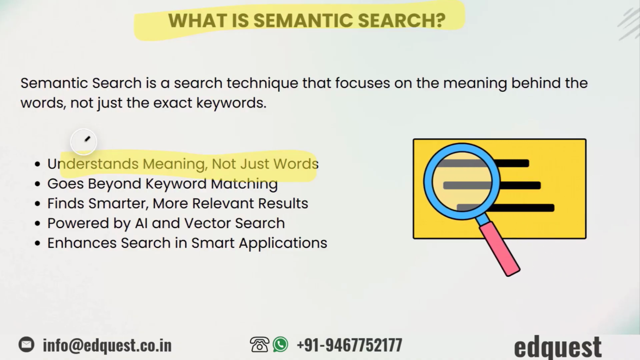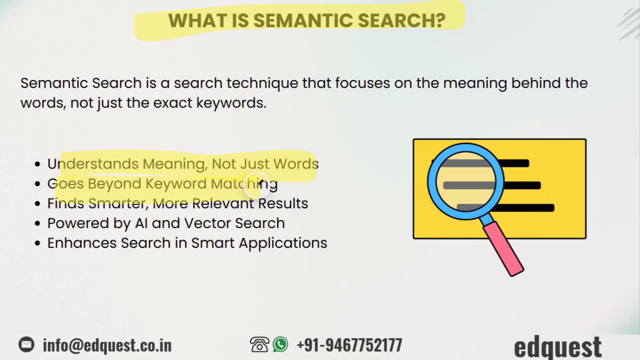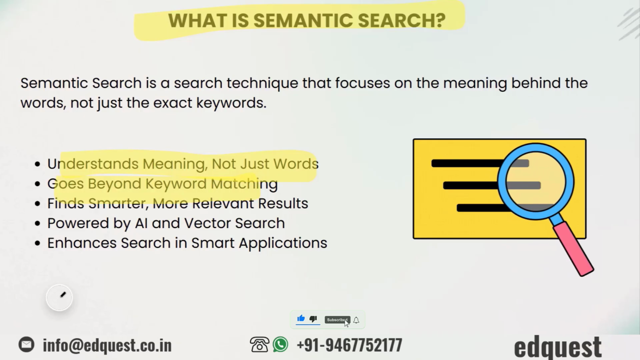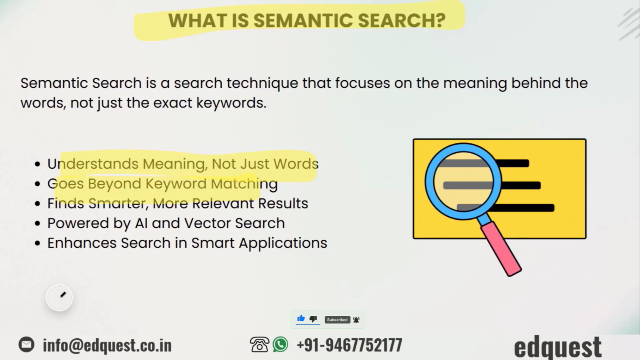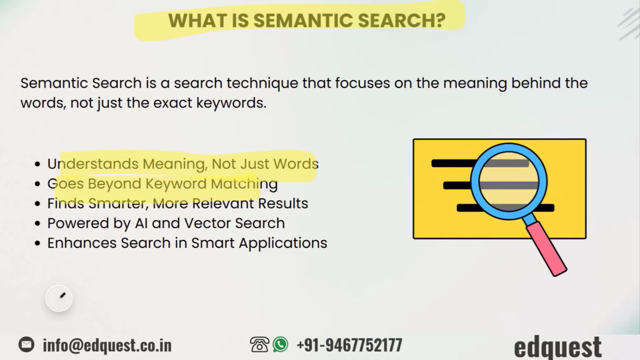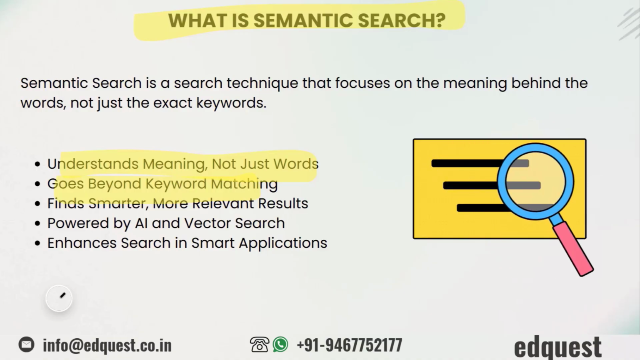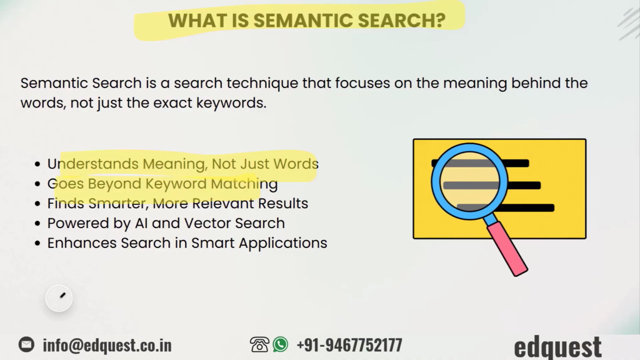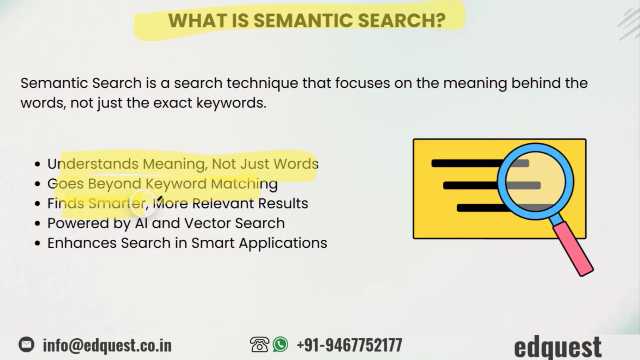Instead of matching strings, it uses embeddings, neural vectors that capture meaning, which we discussed earlier. So, if you search for "how to train a neural network," it could return results for deep learning tutorials because it understands the connection. In short, semantic search is what makes AI-driven systems smarter, more human-like, and a lot more useful.